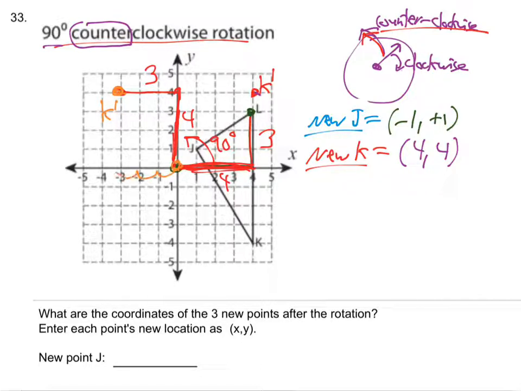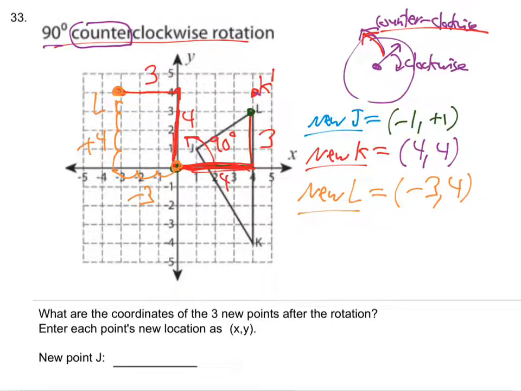Back 1, 2, 3, up 1, 2, 3, 4. Back 3, up 4 from the origin. So that's the new, or I mean, did I say K? Sorry, that's the new L. The new L is back 3, up 4. That's the new L. So we have it.